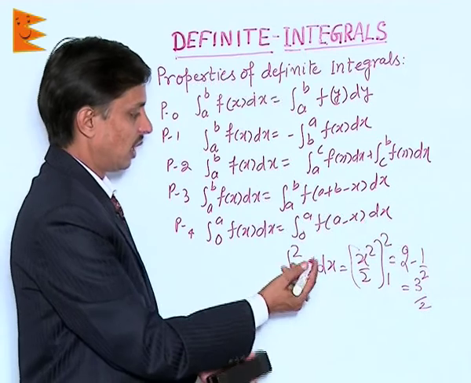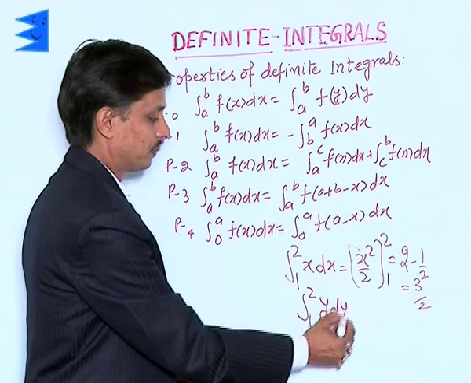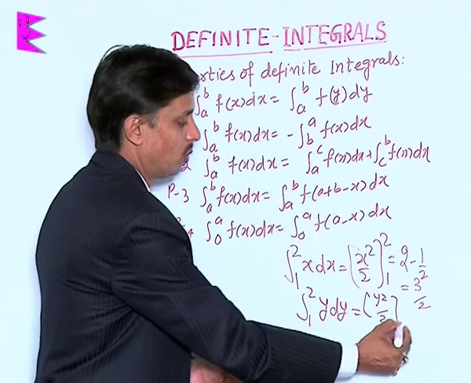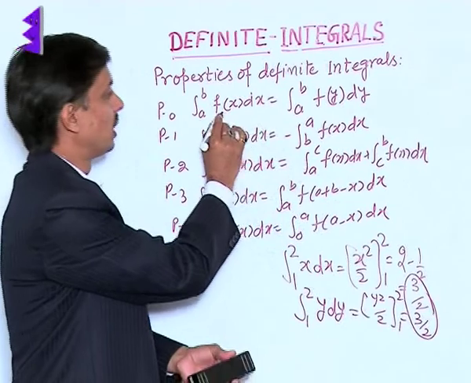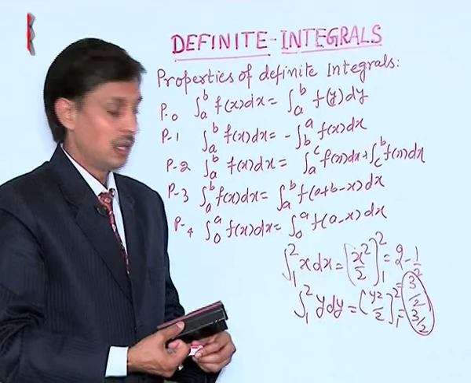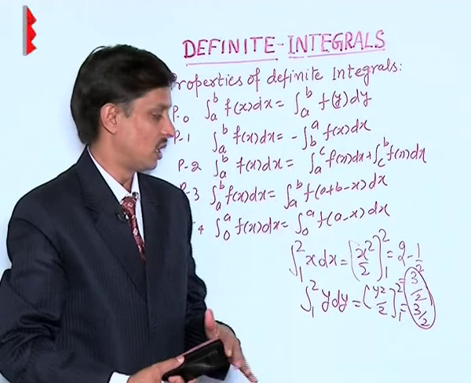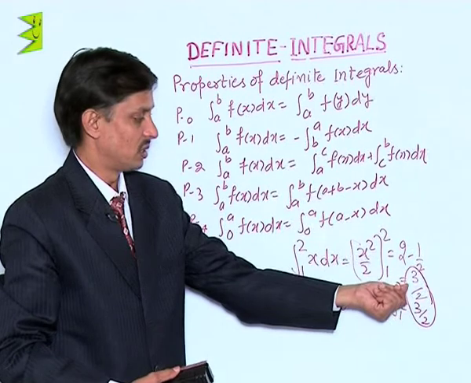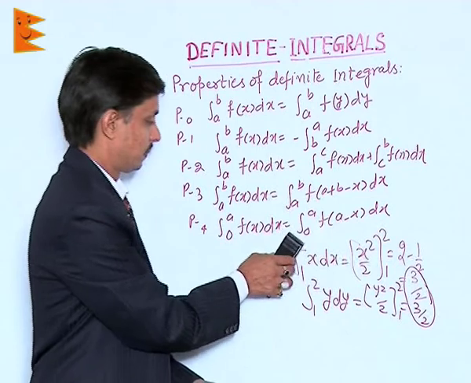But in case in place of x you write y dy, then the answer will be y square upon 2 from 1 to 2, and the answer will be again 3 by 2. So the purpose here is to explain the first property: a change of variable will not change the result in the definite integral. Here the question was in x, the final answer was 3 by 2. Here the question is in y, the final answer is also 3 by 2.